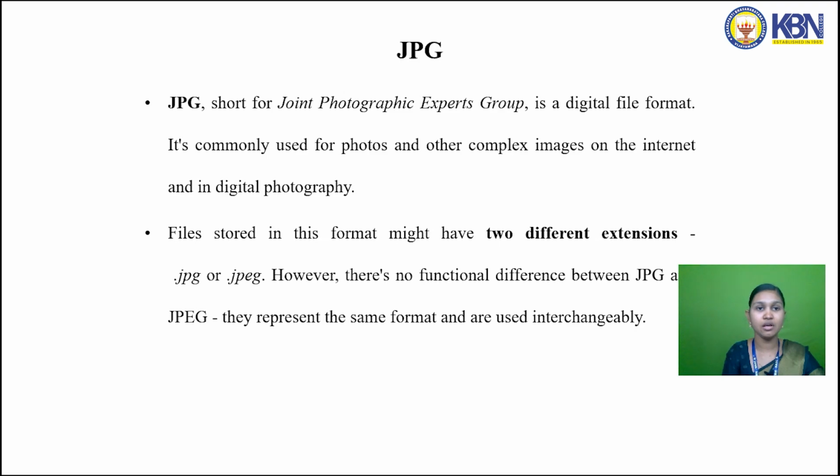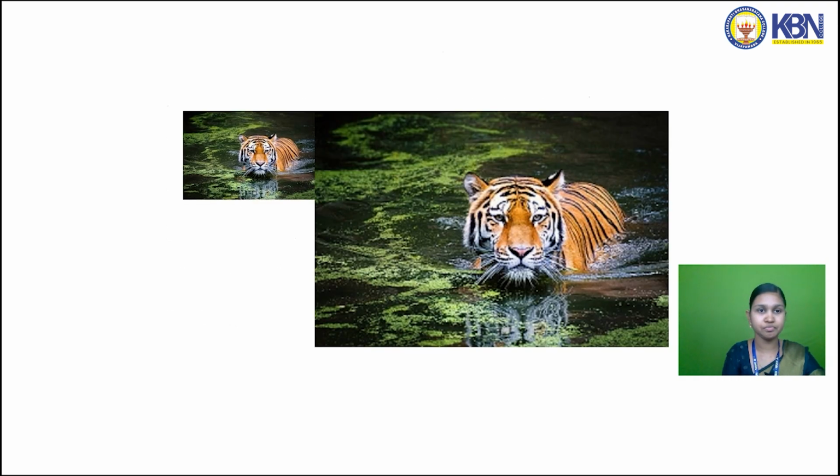Now let us see what JPG is. JPG stands for Joint Photographic Experts Group. It is a digital file format. It is used only for photos, and it is used on the internet and in digital photographs. You can save the image file as .jpg or .jpeg. Both are the same format, and you can use them interchangeably.